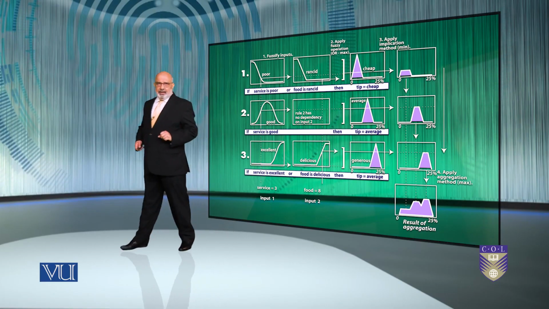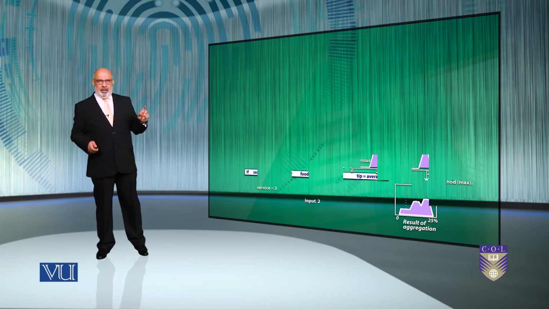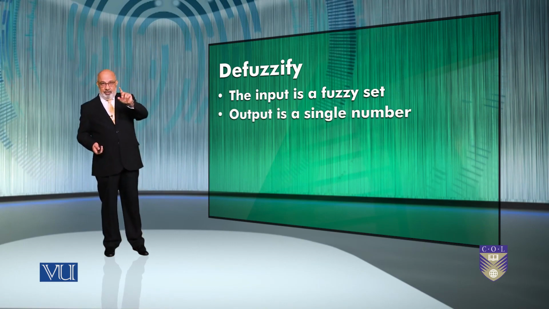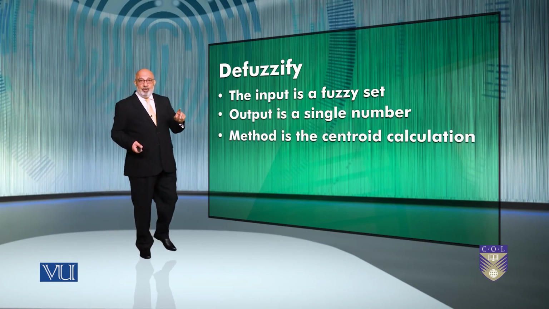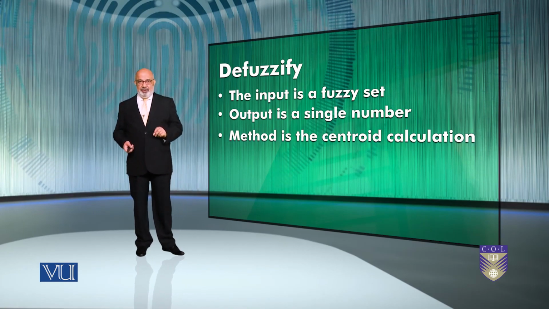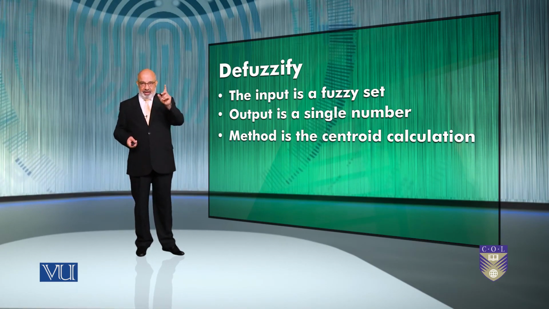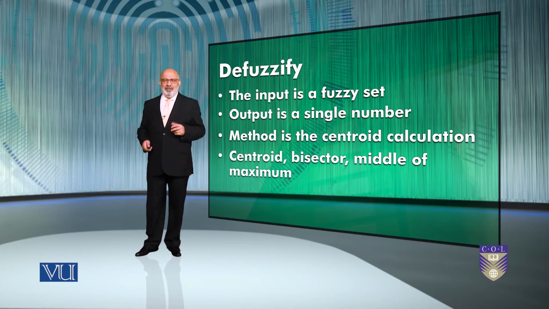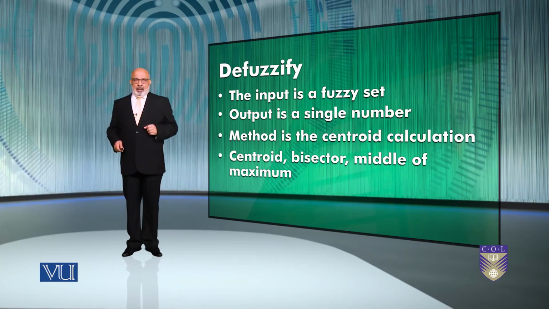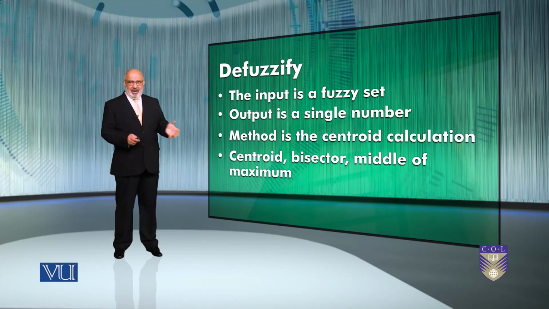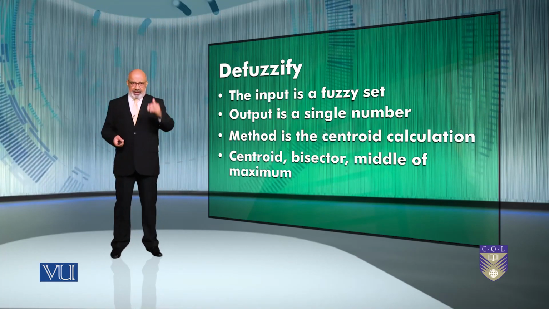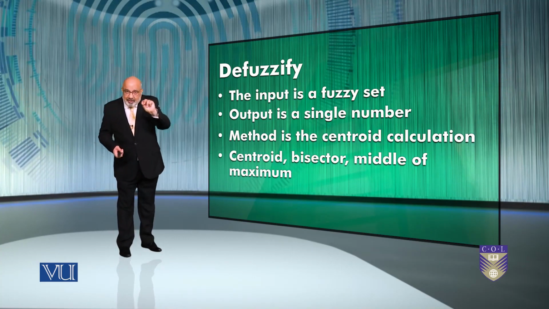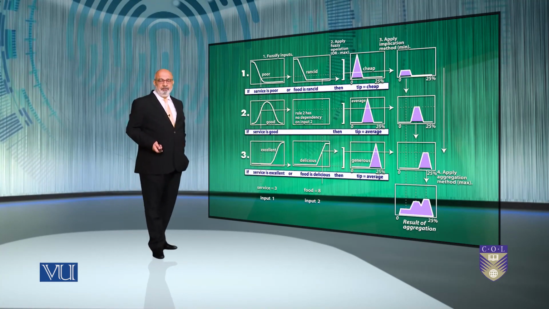Now there are several ways of doing defuzzification. The aggregate is a fuzzy set, of course, and the output has to be a single number, and typically what we use is a centroid function, which reduces the fuzzy set to a single value. So centroid is one of the most popular methods used. There can be others, such as bisector, middle of maximum, and so on, depending on the number of rules that you have. In this case, we're going for the central value. That's what I mean by centroid.